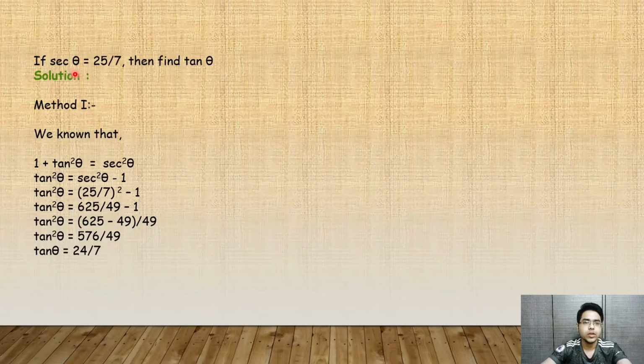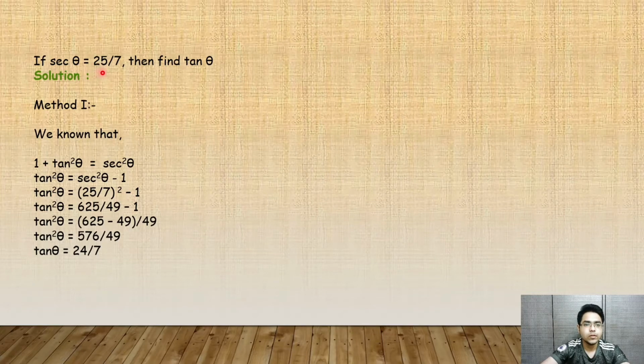So here there is a new sum. If sec theta is equal to 25 by 7, then find the value of tan theta. So solution, method 1. We know the formula related to tan and sec, that is 1 plus tan square theta is equal to sec square theta. So we'll be getting tan square theta is equal to sec square theta minus 1. So tan square theta will be equal to (25 by 7) whole square minus 1.